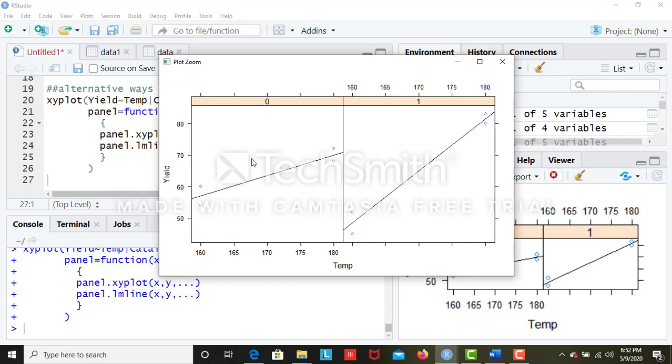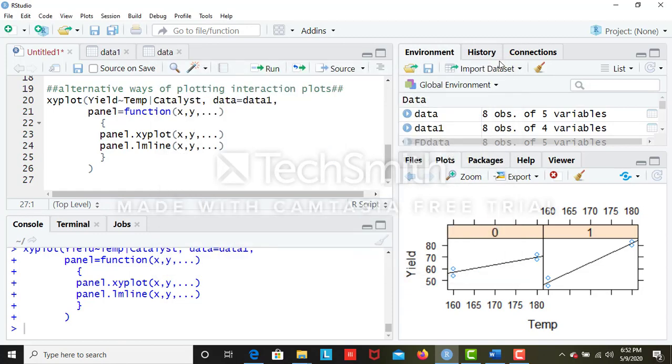So here I have yield as my response variable, and then I have temperature. We look at how temperature actually interacts with the other factors to affect yield. So this is a different way of actually having this interaction plot.